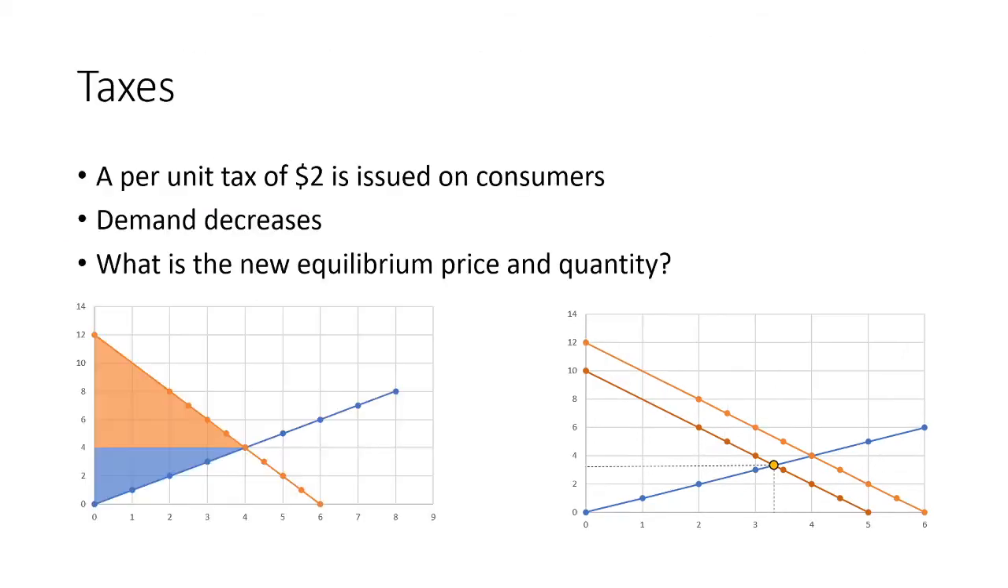Let's look into this a little bit further. A per unit tax of $2 is issued on consumers, which causes demand to decrease. What is our new equilibrium price and quantity? Our demand shifted down by $2 at each point. So our old equilibrium price and quantity was 4 units sold at $4 a piece. We can see the consumer surplus and producer surplus over here. And now we have this new market with a new equilibrium price and a new equilibrium quantity over here.